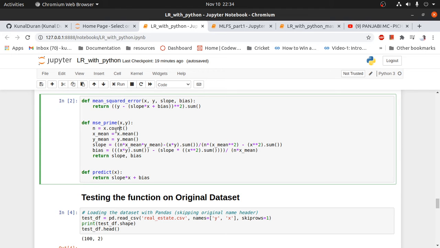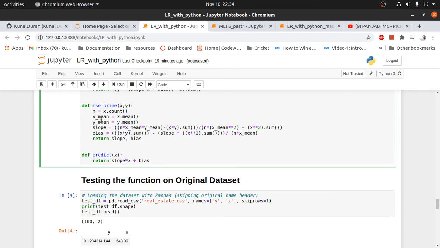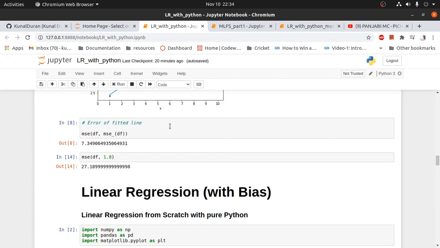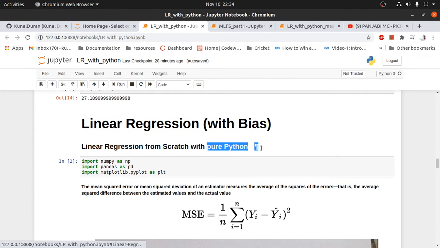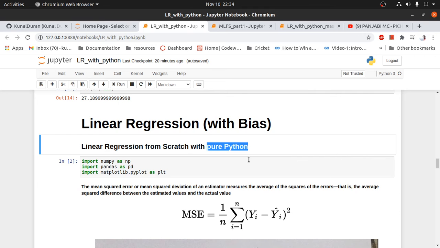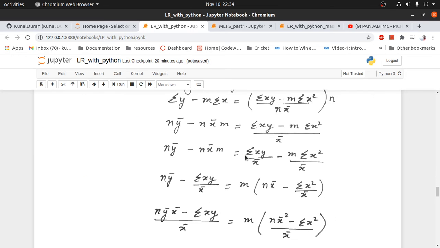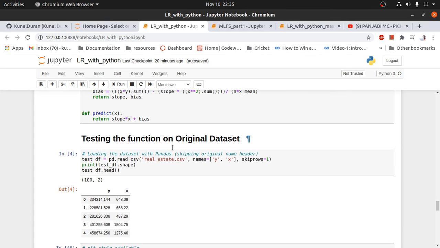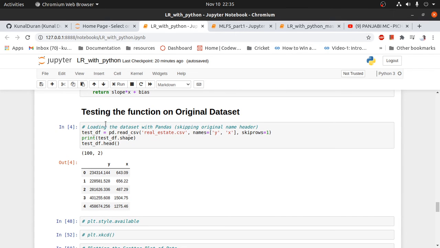So go through it. I have declared n and x mean and y mean. With the help of numpy this becomes much easier, so that's why we used the numpy library. We can say it is not pure Python, but almost it is pure Python. We are not hiding anything, everything is clear in front of us. Okay, now testing it on the original dataset.